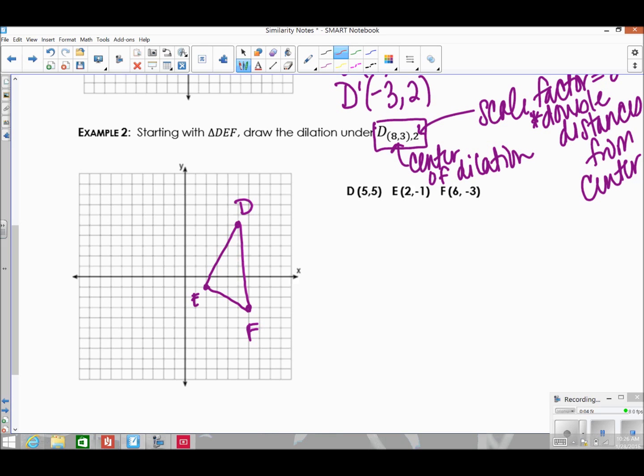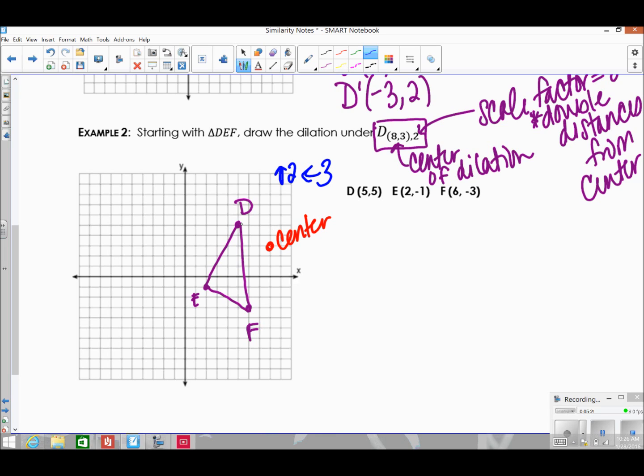The center, remember, is an important point here, and it is going to be 8, 3. So 2, 4, 6, 8, 1, 2, 3. So here's the center. This is what I'm measuring everything from. So to get to D, I had to go up 2 and then 1, 2, 3. So I went up 2, left 3. So up 2, left 3.